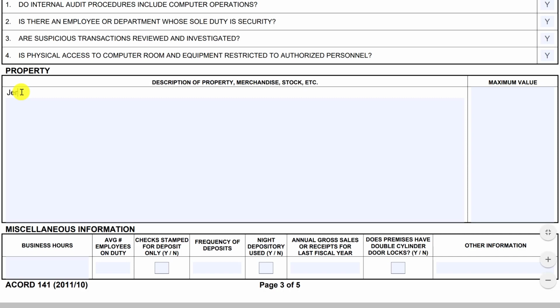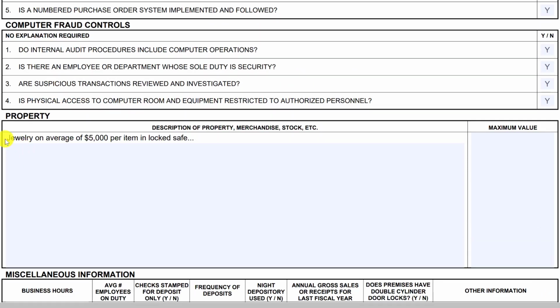jewelry on average of $5,000 per item, in locked safe, blah blah blah, or we could put something like 50% of jewelry on average. The key here is describe what it looks like, describe what sort of property they have, describe where the money is, the maximum value, just really going through here and giving them a picture, because it makes a big difference.